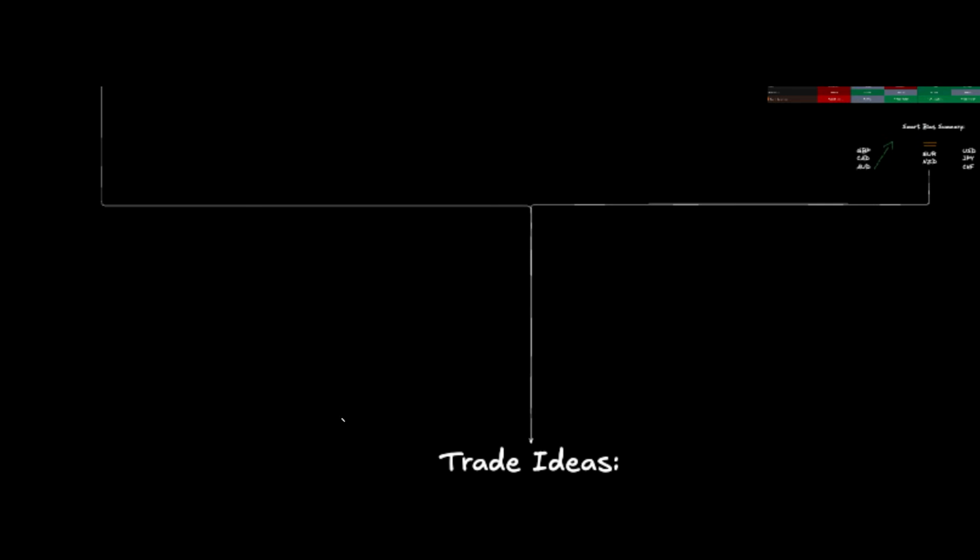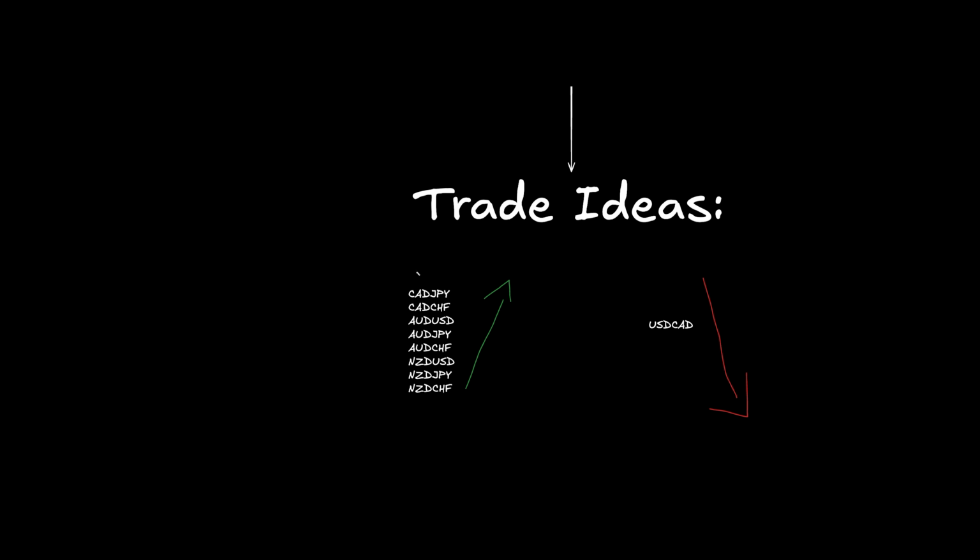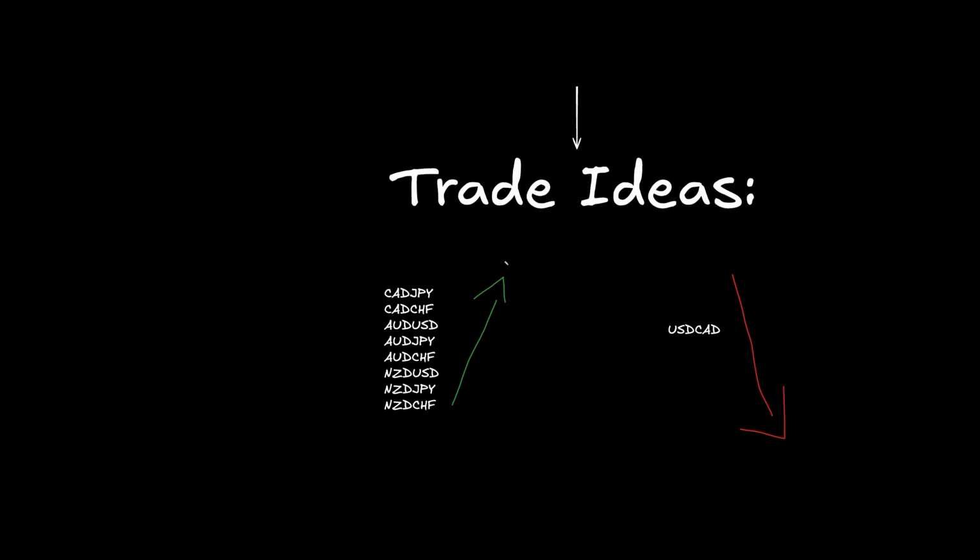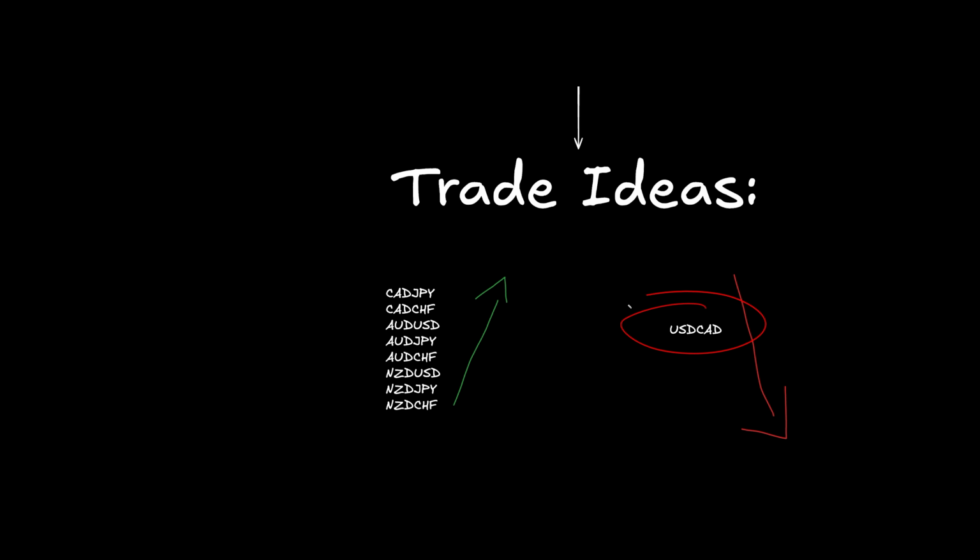Now let's mix both of them. This is a potential trade idea for now, just based on the fundamental part, right? So you have CAD-JPY, CAD-CHF, AUD-USD, AUD-JPY, AUD-CHF, NZD-USD, NZD-JPY, and NZD-CHF. The strongest short for now, just based on the bias and the fundamental part, right, is probably USD-CAD.